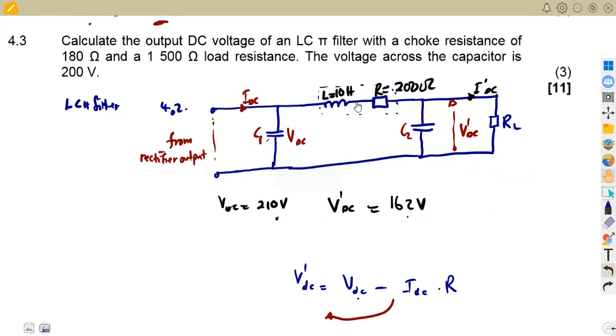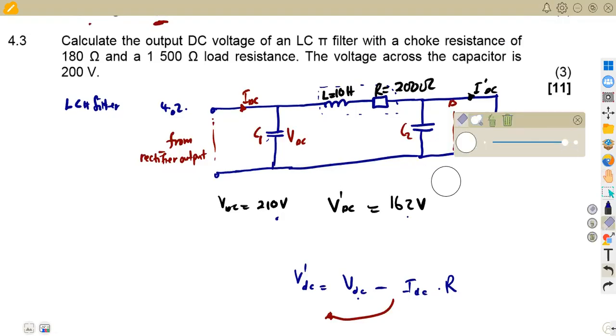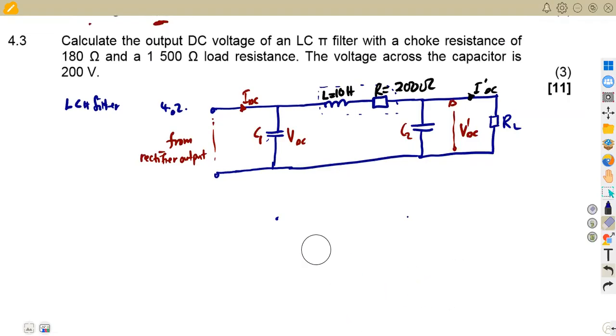If you check the 4.3, we are still on the same filter, because here we are considering the same situation of the circuit in this case, but these values are not to remain, because here they are still talking about what? Calculate the output DC of an LC pi filter, meaning we are still on the same part, but this time we are supposed to calculate the output DC.